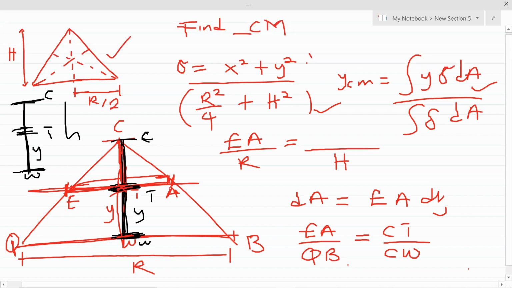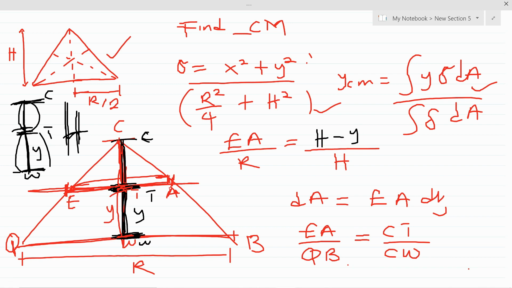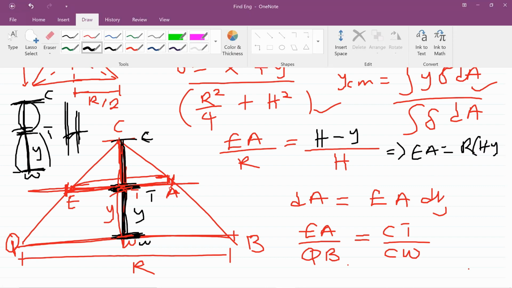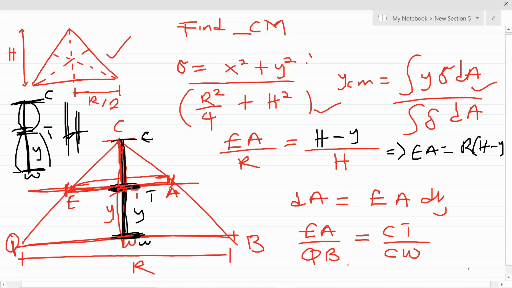So if you want what is between here and here, it's just the whole of this height, which is H, minus this Y, okay? This small portion will give us this portion. I hope you get it. So we get our CT to be H minus Y, okay? Now we are good to go. This will imply that our EA is equal to R into bracket H minus Y, okay, over H. I hope you get it now. So that is our EA.